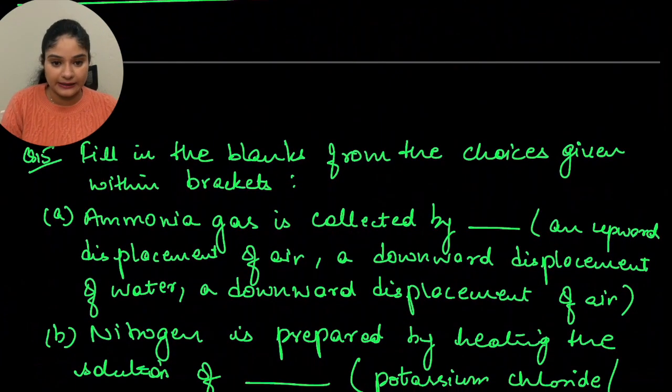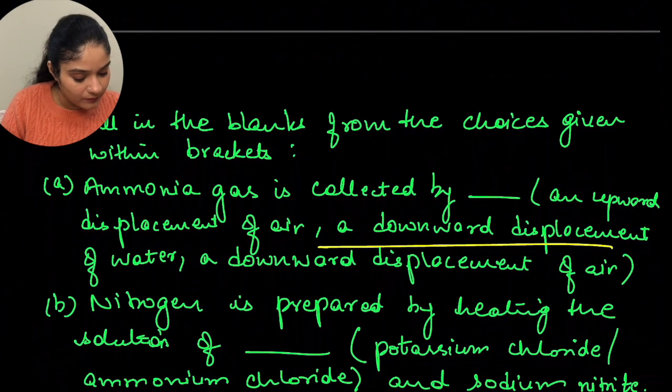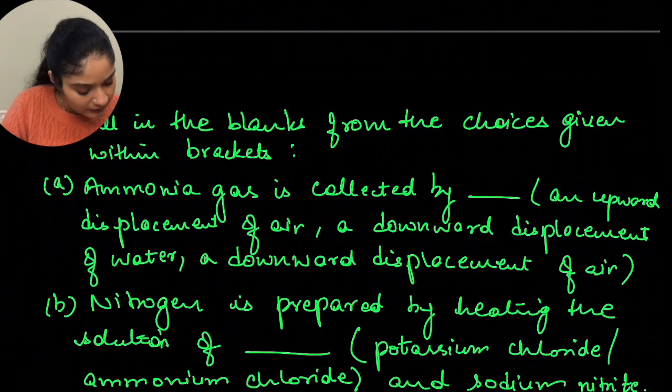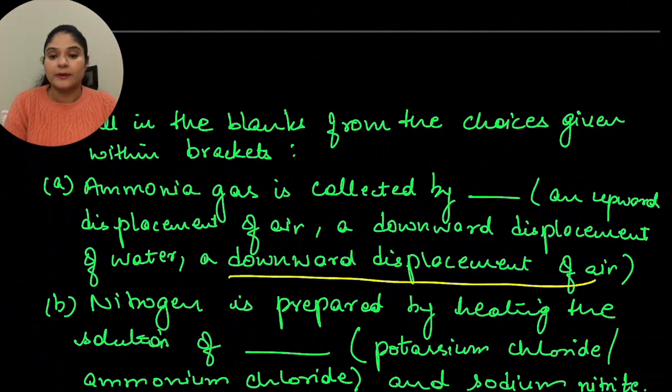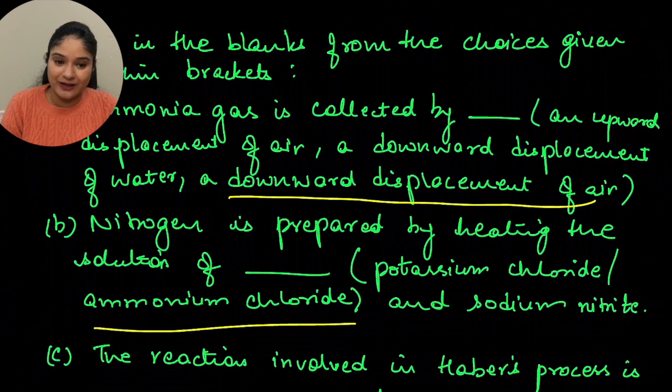Ammonia gas is collected by downward displacement of air. So just a second. Not this one. It's this one. Downward displacement of air. Nitrogen is prepared by heating the solution of ammonium chloride and sodium nitrite.